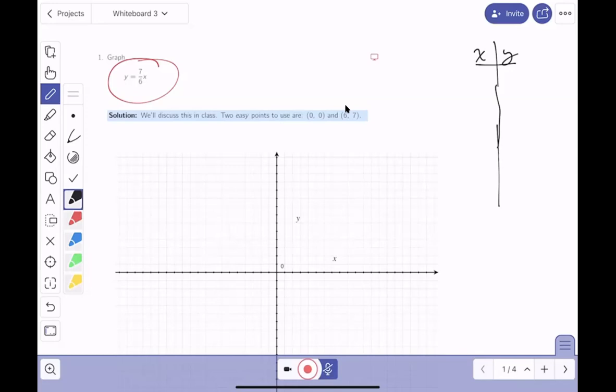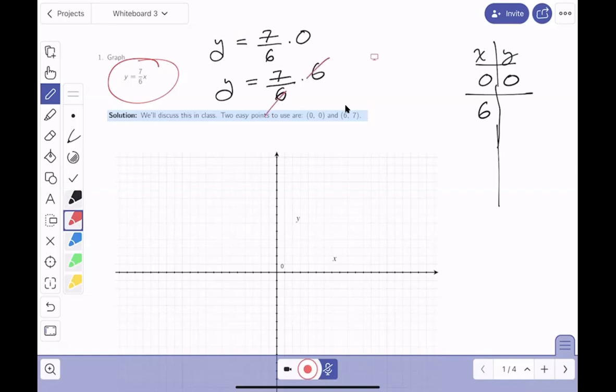Now I'm going to say a really simple one would be 0. Now, if X is 0, what would you get? Well, Y would equal 7, 6 times 0. And what would that give me? 0 for the Y. Fairly simple. All right. Now, someone says, what's another number you could choose? Well, you could choose X to be 1 now, but I don't think that would be a good idea because I don't like the fraction. So I'm going to choose the X to be 6. Let's try that. What do you get? Y equals 7, 6 times 6. What happens over here? This cancels off. We're left with 7 for Y.